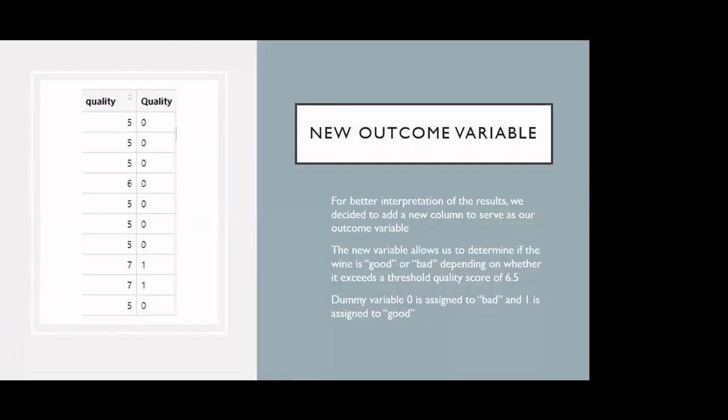In order to better interpret our results, we decided to change the original quality variable to a quality variable that was 0 or 1. 0 meant that the wine was bad and 1 meant the wine was good. And the threshold score was 6.5. So if it was above 6.5, it was considered good, and below 6.5, it was considered bad.